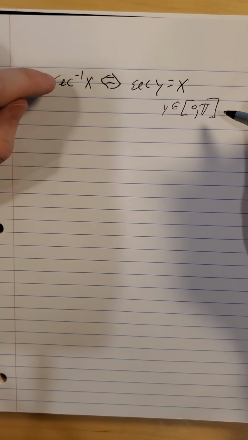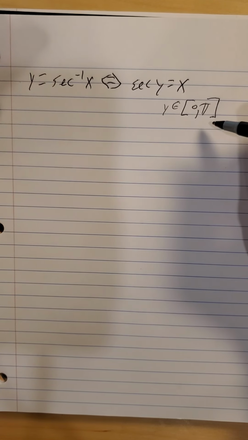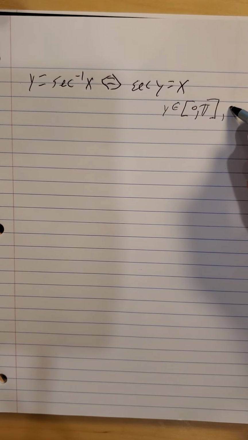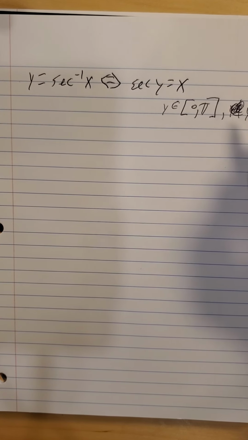Recall also, though, secant is the reciprocal of the cosine, so we don't want cosine to be 0, where it doesn't have a reciprocal. So we're also going to say that y is not equal to pi over 2, since pi over 2 will not have a reciprocal.